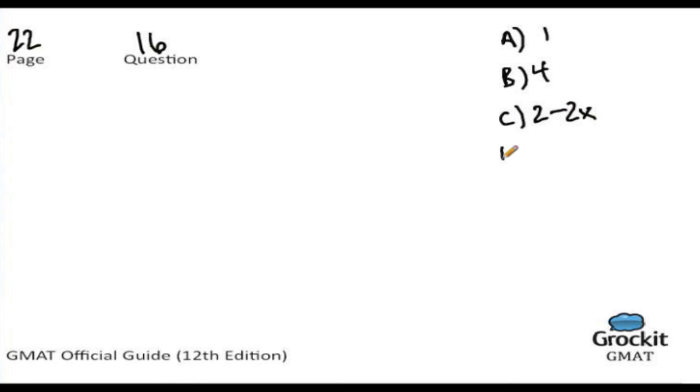Okay, number 16 on page 22. So, if the square root of the quantity 3 minus 2x equals the square root of 2x plus 1, then 4x squared equals what? Alright, so choice A is 1, choice B is 4, choice C is 2 minus 2x, choice D is 4x minus 2, and choice E is 6x minus 1.